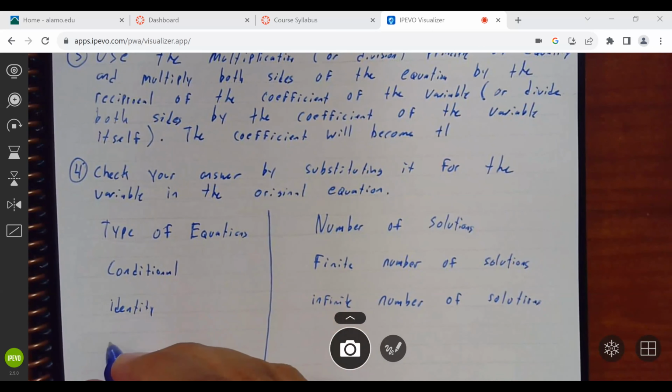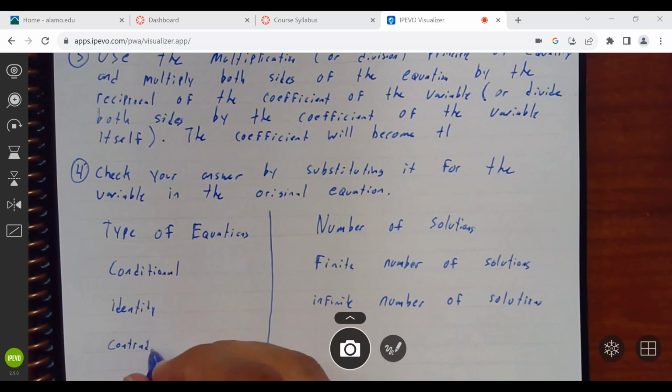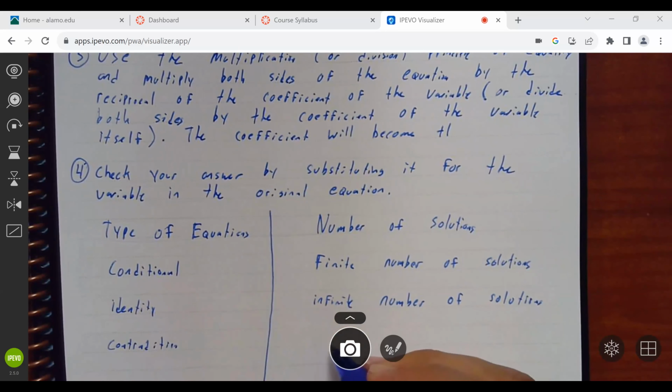If you ever see a contradiction, this has no solution.